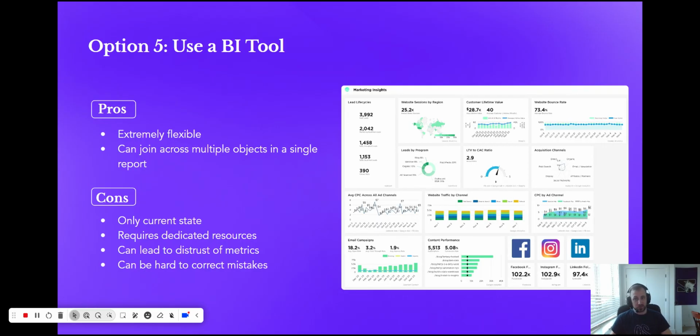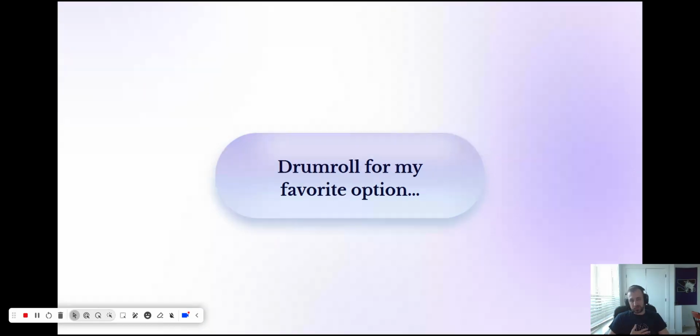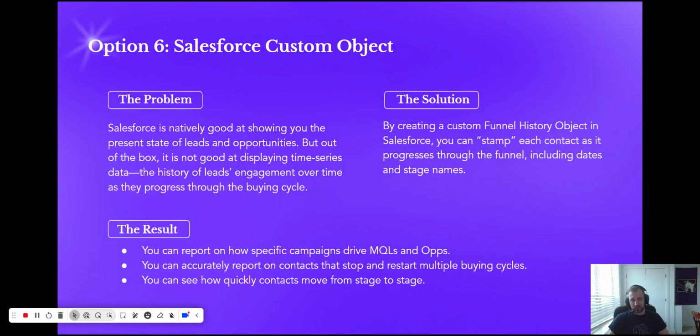But it is extremely flexible. You can join across all the objects you may care about and get lots of fancy visualizations. But it often requires dedicated resources, and because it frequently lives outside of your operational systems, it can potentially lead to distrust of the metrics. So if you're doing a lot of calculations in the BI layer, you might often run into, oh, well, those numbers don't match my numbers, and now we're in this argument again over what it is. So my personal favorite option is to use a custom object.